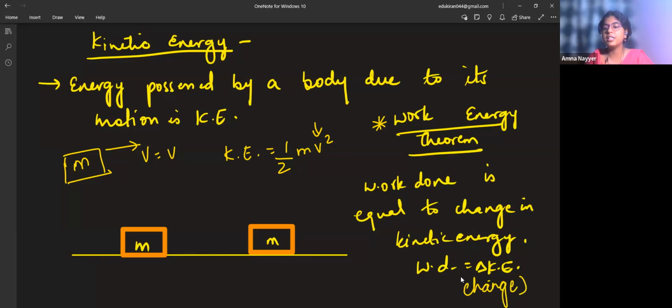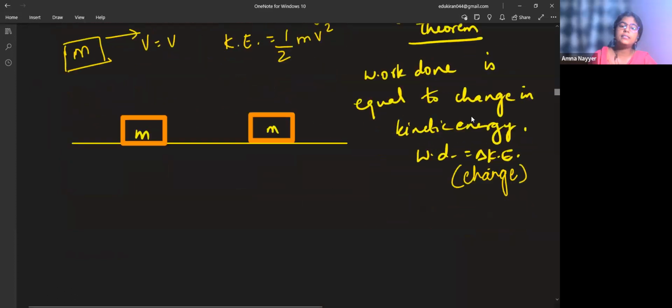This means the change in kinetic energy. Now let us see a small derivation. This is a body, mass m is there. Let's say the body has started moving, accelerating, and velocity is also there. Let's say the initial velocity is v1, the final velocity is v2. A certain displacement is also covered by the body.